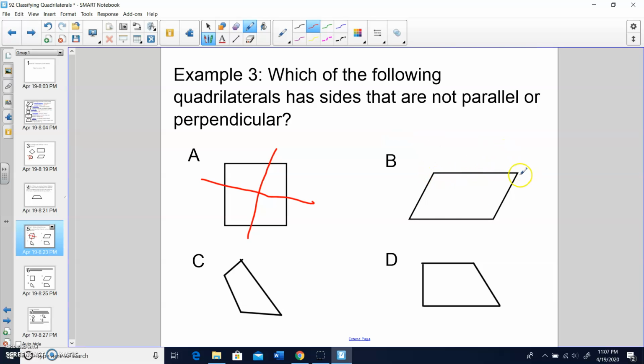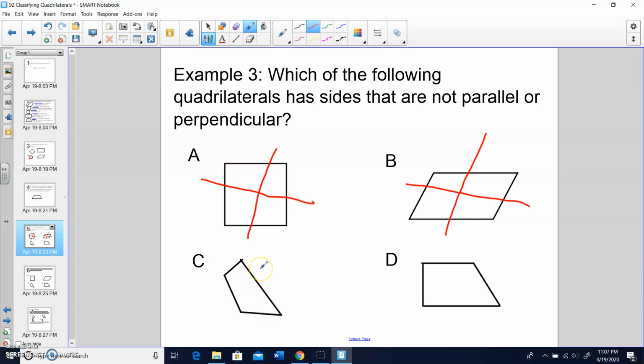B, not parallel, not perpendicular? Well, here we have the top and the bottom that are parallel, and the right and the left are parallel. So this one does not work. We don't have perpendicular sides, but we do have parallel. C, okay, looking for parallel lines. Well, these look close, but if I extend it out, eventually they will touch.